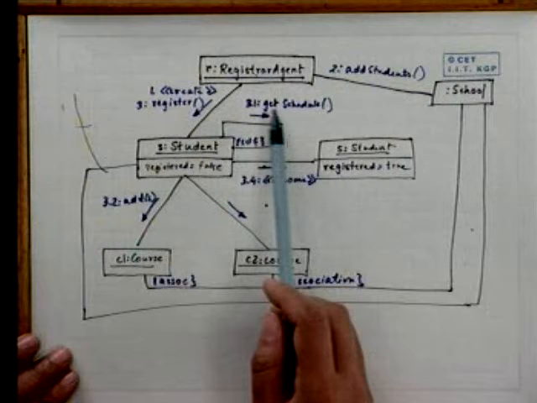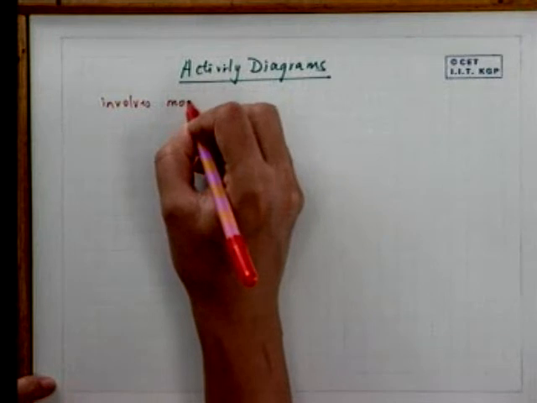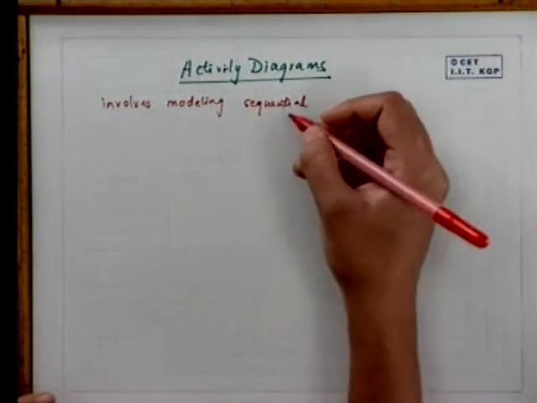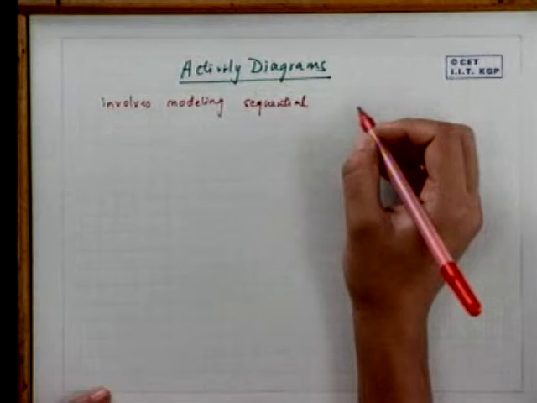Next, so now we have looked at the two different types of interaction diagrams for modeling interactions, sequence diagram and collaboration diagram. Next, we will have a look at activity diagrams. So activity diagrams are also used to model the dynamic behavior of the system. Activity diagram involves modeling of sequential and possibly concurrent steps in a computational process.